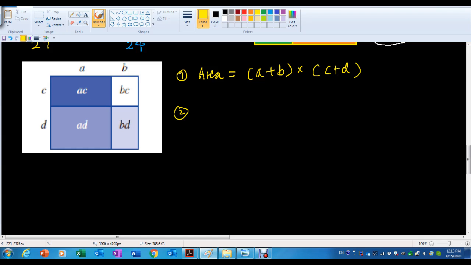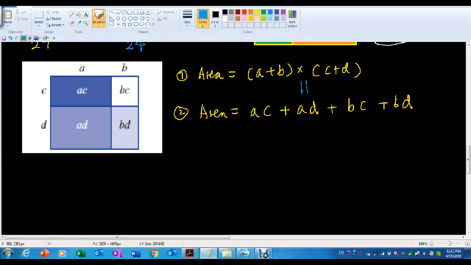The second way is you can multiply each part of the side and part of the width, and you get 4 rectangles. So the other way is to multiply each smaller rectangle together: AC plus AD plus BC plus BD. You see, they must be the same because they are referring to the same rectangle. So that's basically the idea.